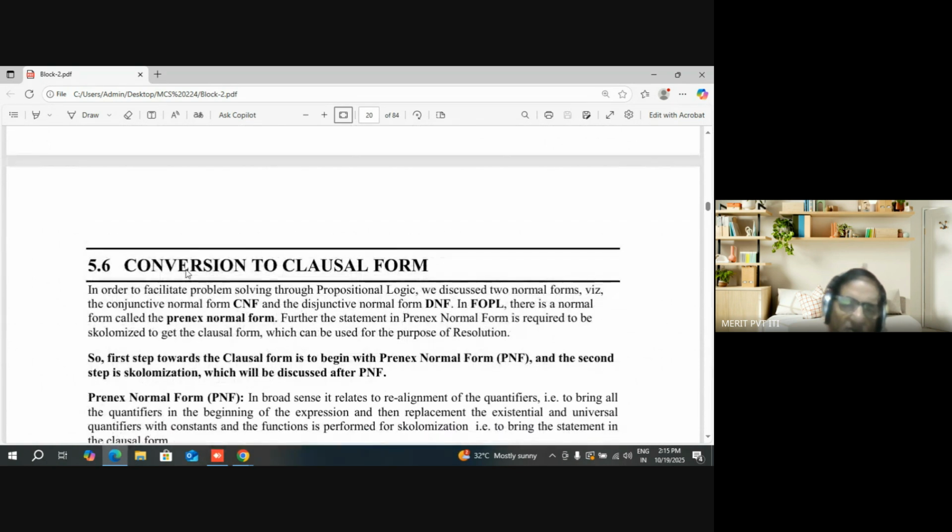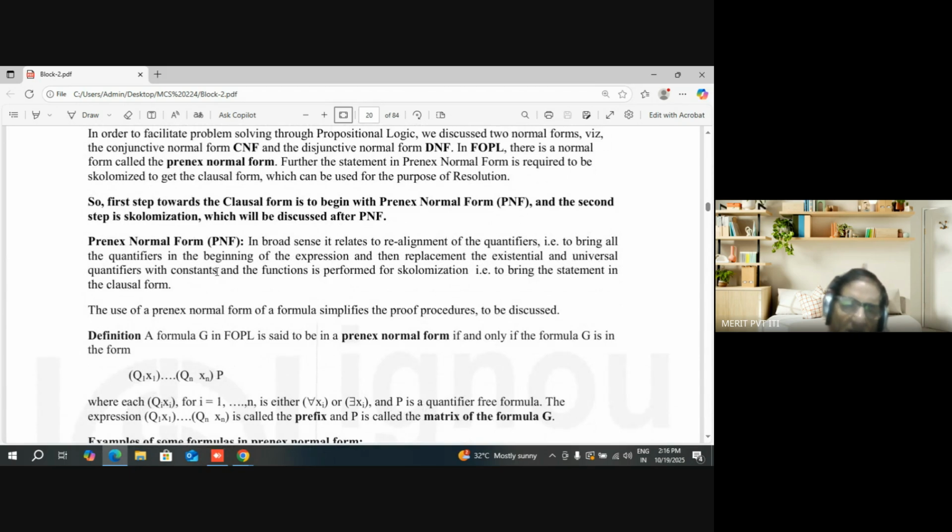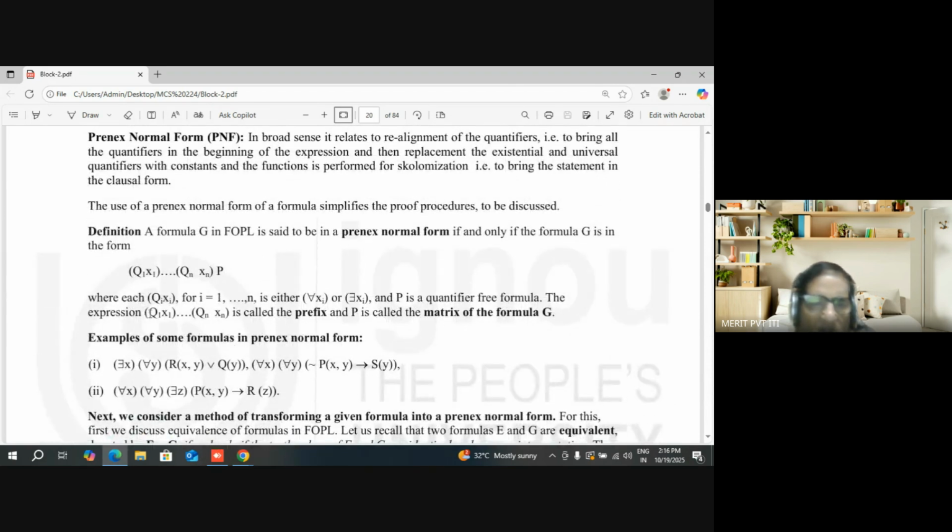Conversion to clausal form. ये जो first step toward the clausal form is to begin with the Prenex normal form, PNF, and the second step is Skolemization, which will be discussed after PNF. पहले PNF देख लो. It is, in a broad sense, related to realignment of the quantifiers. The use of Prenex form or formula simplifies the proof procedure to be discussed. Say, for example, a formula G in FOPL is said to be in PNF if and only if the formula G is of this form.